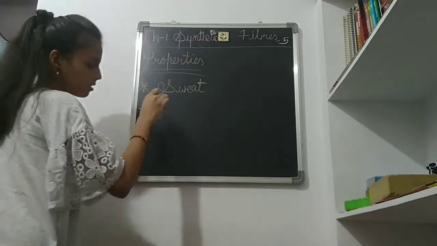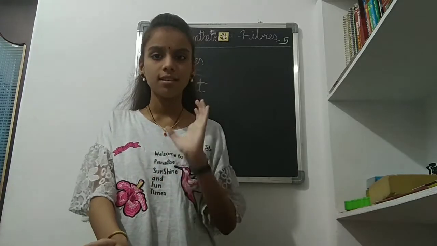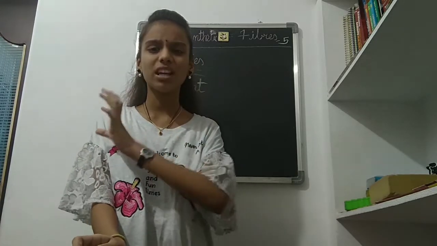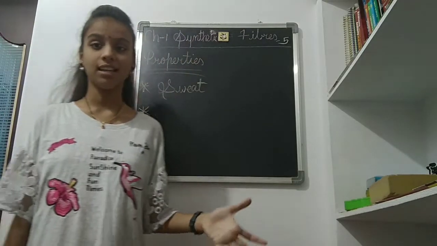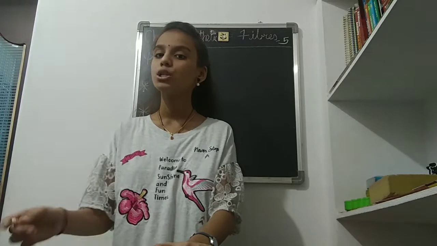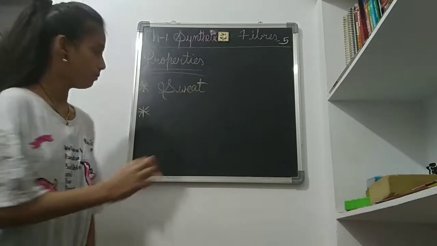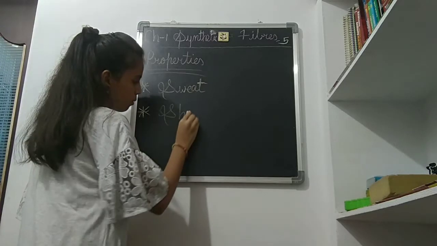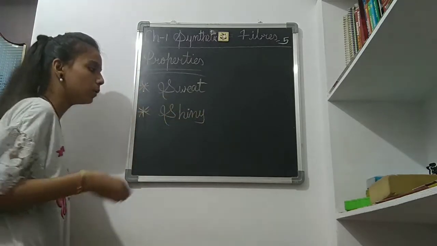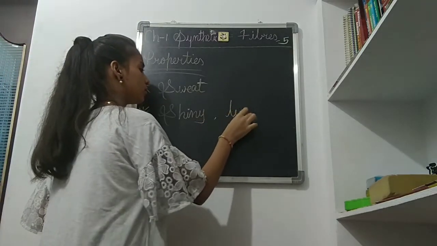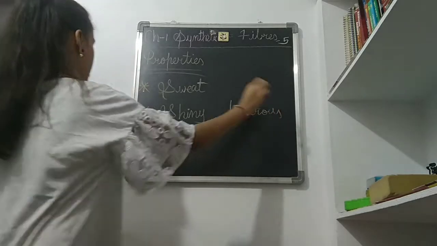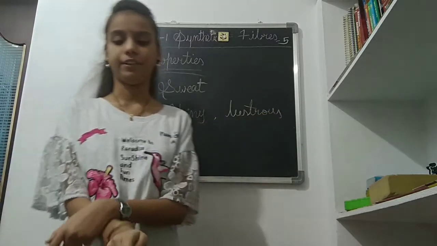And the second property is that it is shiny and lustrous. Before, I said it looks like silk. What is silk? It is very shiny and lustrous, it shines like anything. So we say artificial silk for rayon. Why did I say it looks like artificial silk, friends? Because it is shiny and lustrous.